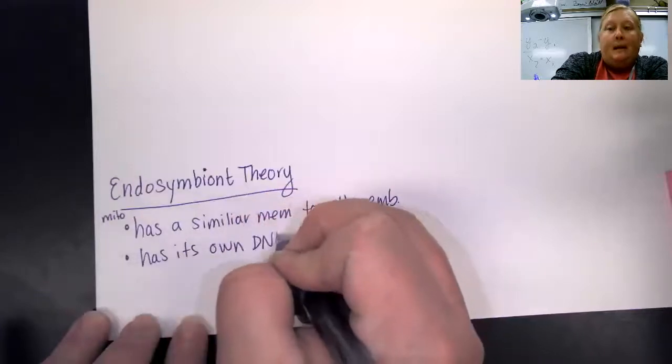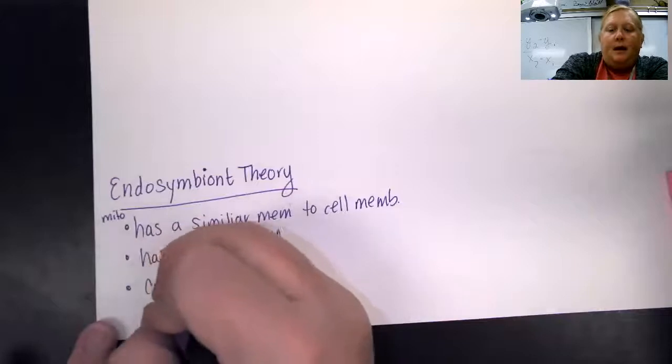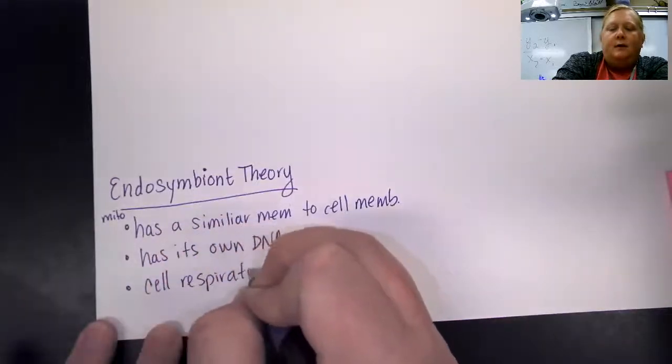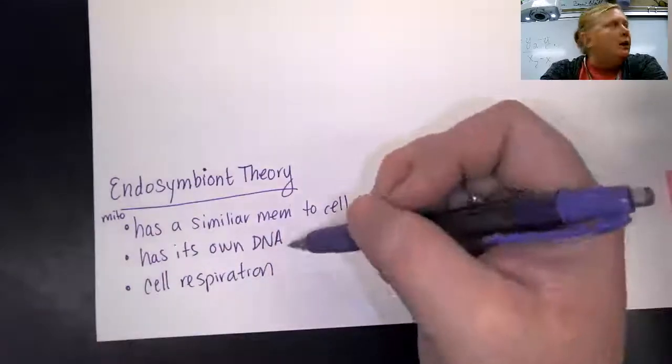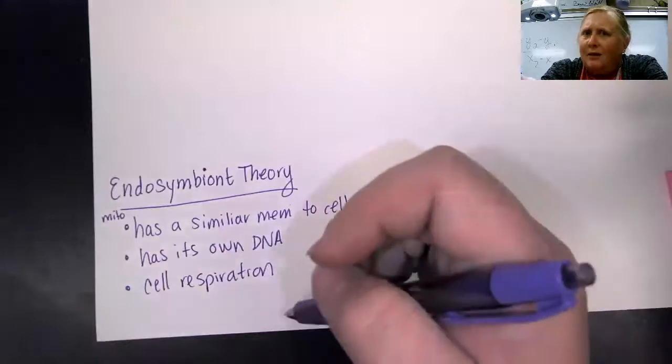So it has mitochondrial DNA. How weird is that? It also can go through cellular respiration. So time out for a second. It has its own membrane. It has its own DNA. It can do cellular respiration. Sounds like it could live on its own.